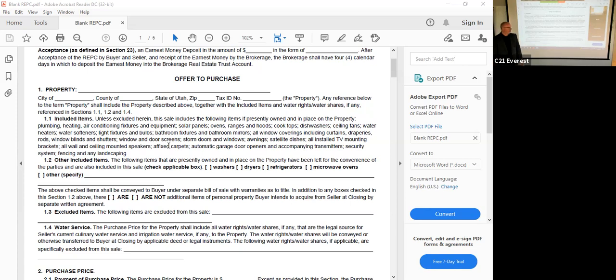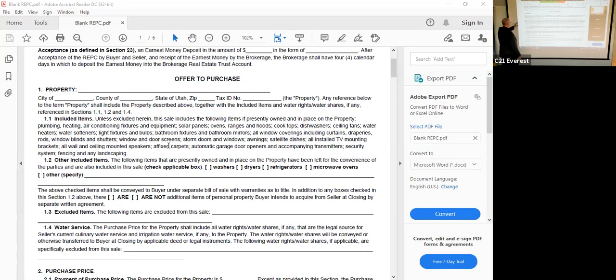Fixtures. We are now so smart because we have been trained on what a fixture is. And what is a fixture? Attached to the property without losing its identity. Okay, great translation. Anything that is attached to the property without losing its identity. Now that we have knowledge about what a fixture is, it's very clear what should be included and what should be excluded. A fixture is also real property, right?